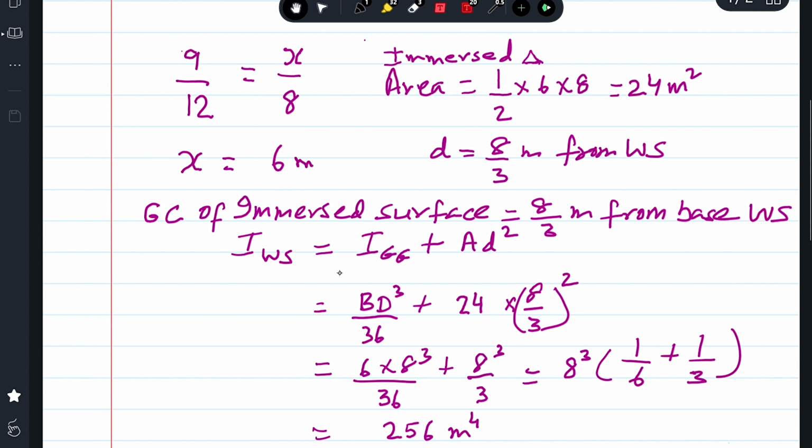So b will be 6 meter in our case, and d will be 8. 6 meter is the base of the top portion of the triangle which is immersed in the water. Then 8 is the sounding, so that is the depth. 6 into 8 cube upon 36. We simplify this and we get 56 meter to power 4.